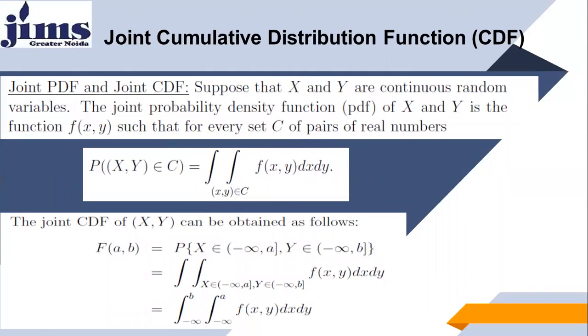Then come to the joint cumulative distribution function. We already have the joint PDF, probability density function. In a similar way, we have a joint cumulative distribution function. Here two random variables are involved, capital X and capital Y. Capital X can have any value of small x, capital Y can have any value of y. But there is a limit again. The limit for capital X is minus infinity to small x, and for y it is minus infinity to y. So this is the only difference.